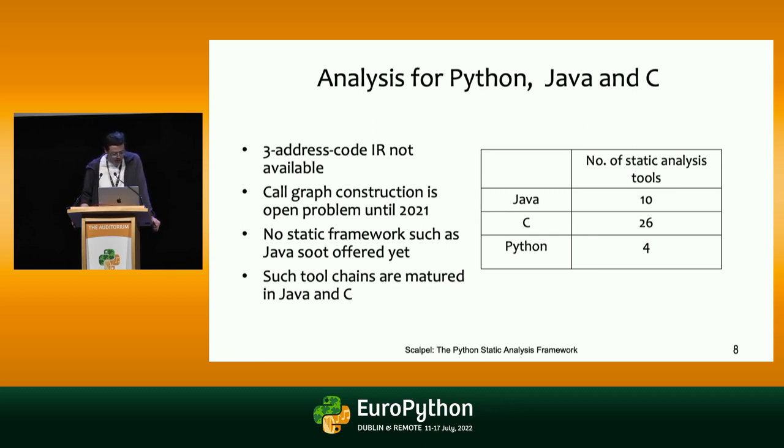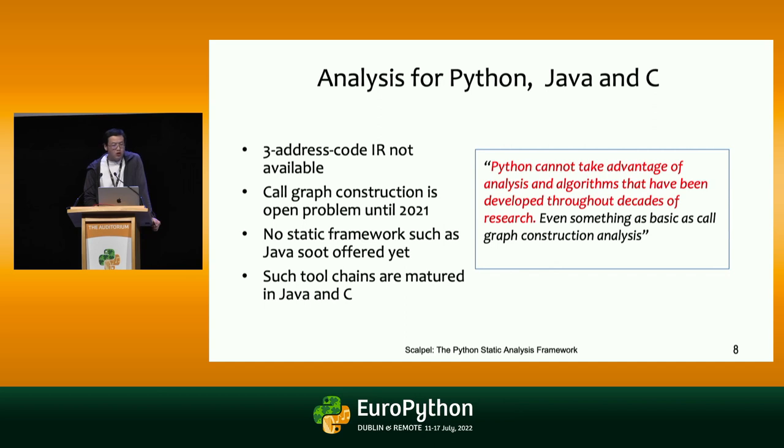And even the call graph, as I mentioned, a very important concept in software analysis, its construction was an open problem until 2021. And lastly, I would say that so far we haven't seen a static analysis framework such as Soot for Java, which is a very, very famous project. So toolchains are so mature and sophisticated in Java and C, but why is this so hard for Python?